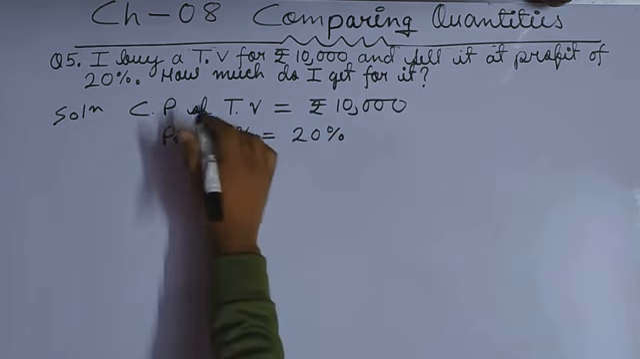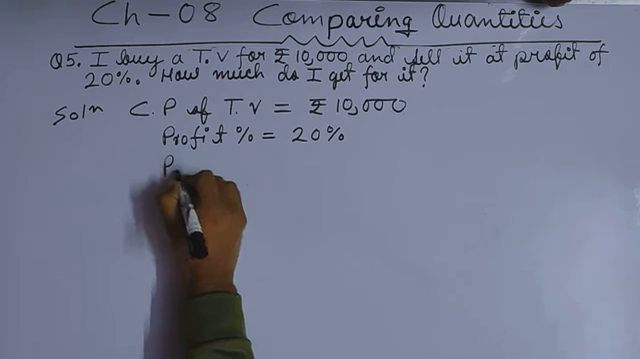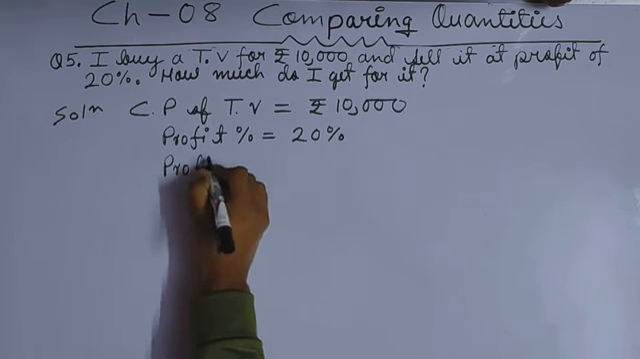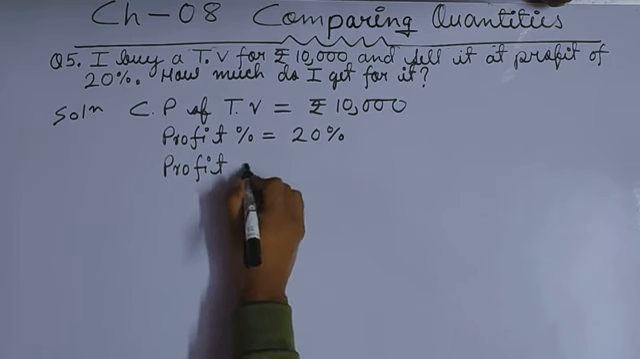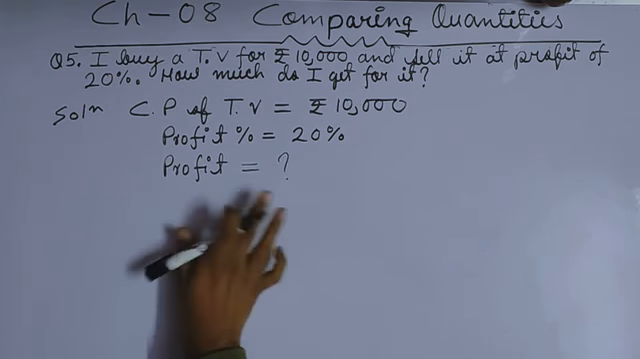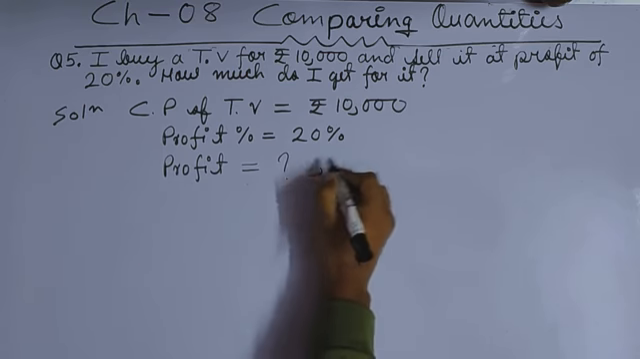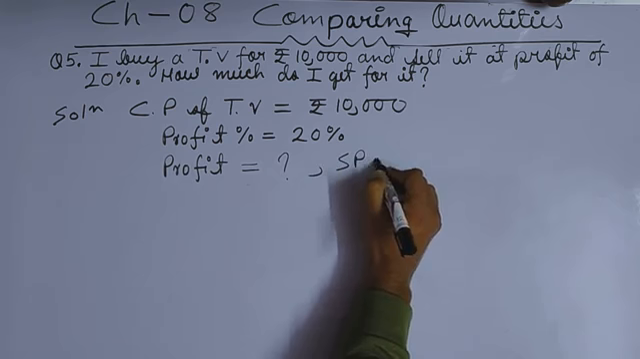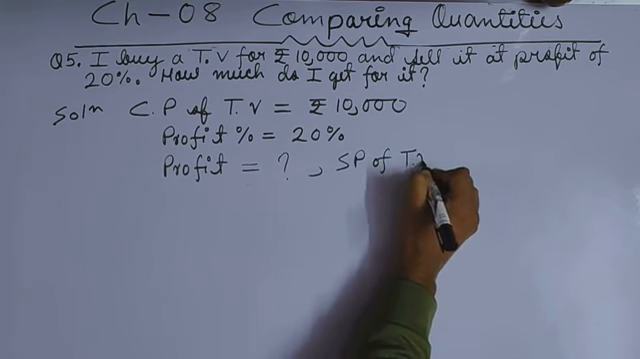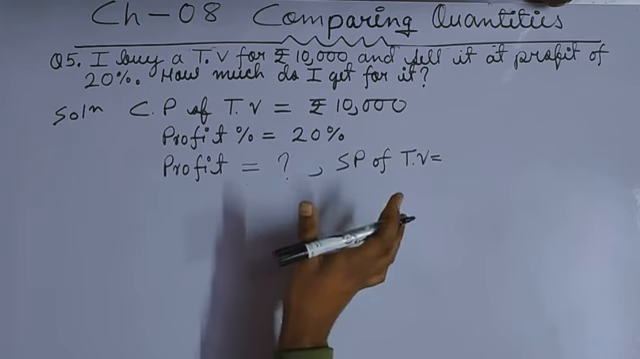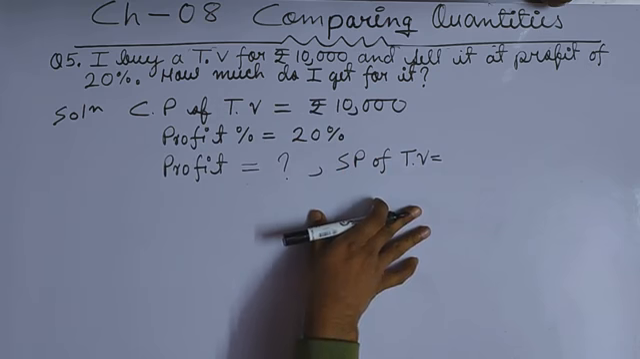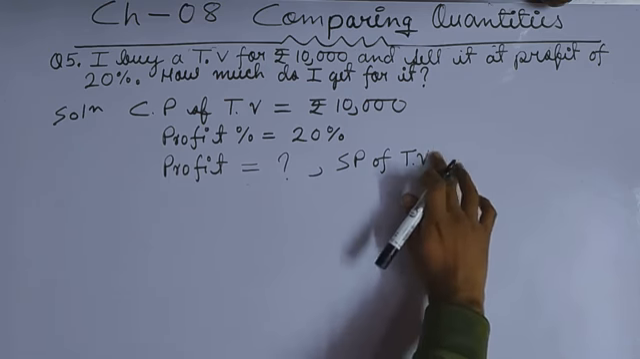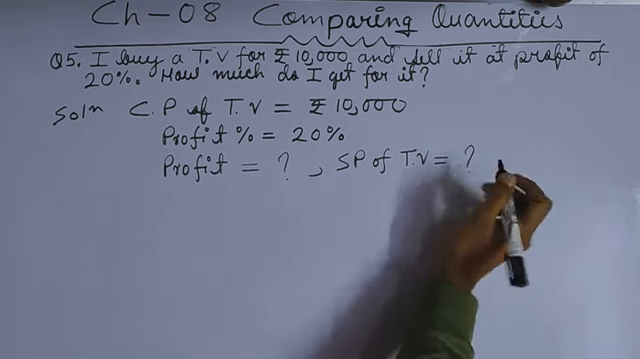And हमसे पूछा गया है how much do I get for it, मेरे को कितना प्रॉफिट मिला है वो हमें बताना है, ठीक है. That is, profit हमें कैलकुलेट करना है. And for calculating the profit we should know first what is SP. हमें क्या पता होना चाहिए? SP of TV, क्योंकि जब we know the SP and we know the CP, then only we can calculate what profit. This we have to find out.